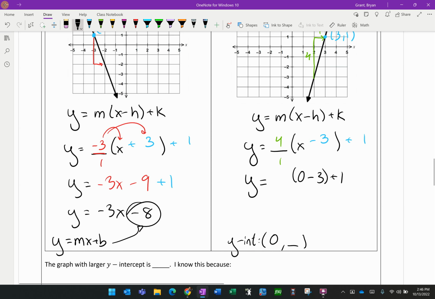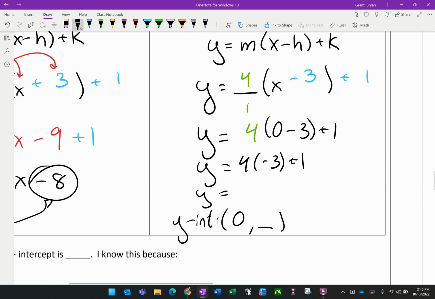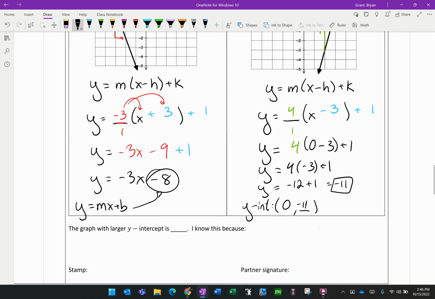Now 4 over 1 is again the same as 4, so no reason to write the over 1. I'm just going to follow PEMDAS here. 0 minus 3 gives us negative 3. Negative 3 times 4 is negative 12. Plus 1 will give us negative 11. And there we go. We have two y-intercepts.